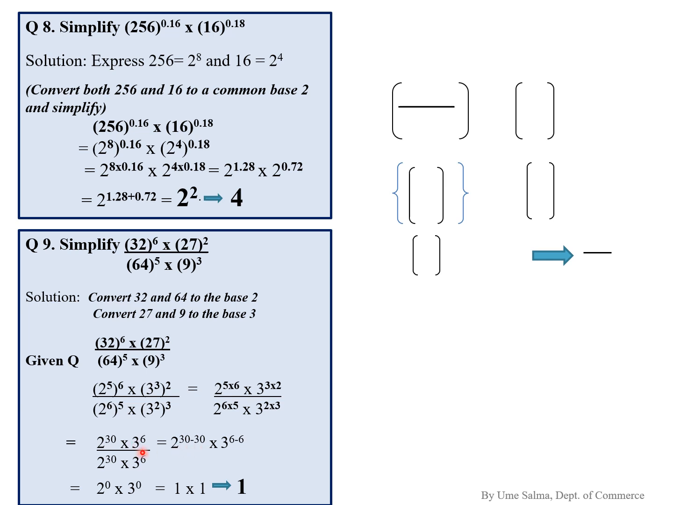So when you deduct the two exponents, you get 2 to the power 0 and 3 to the power 0. Anything raised to the power 0 will be 1. So both the terms have 1 and 1, which is nothing but your final answer will be 1. So this looks like a complex problem, but when you solve it step by step, it becomes very easy.